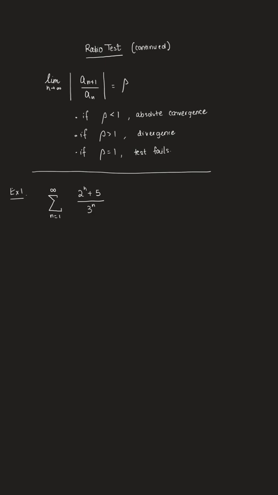Okay, as we set up the ratio test, we're going to need the limit as n approaches infinity. I'm going to open up absolute value, and we need to write down the n plus first term. So I'm going to write our nth term, but with n plus 1 everywhere you see an n. So 2 to the n plus 1 plus 5 over 3 to the n plus 1. That's the n plus first term, and we're forming the ratio of that with the nth term that we already know what that looks like.